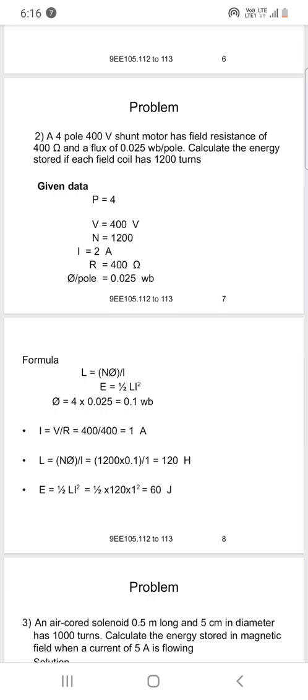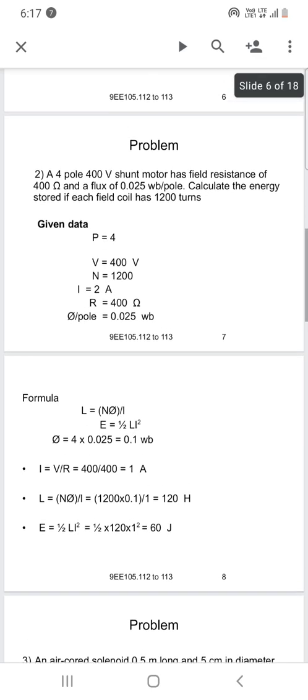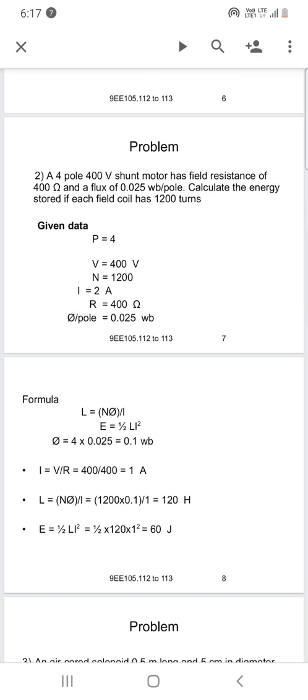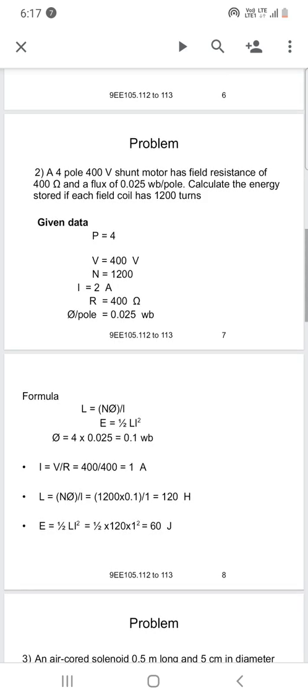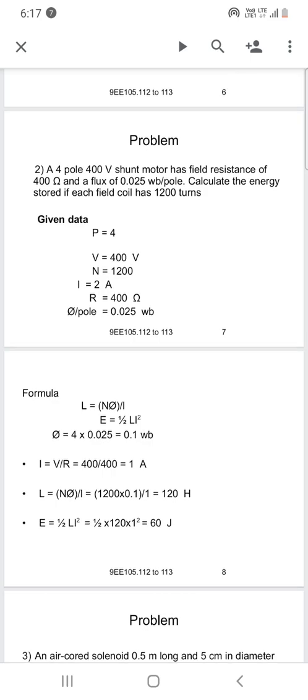A four pole, 400 volts shunt motor has field resistance of 400 ohms and a flux of 0.025 Weber per pole. Calculate the energy stored if each field coil has 1200 turns.